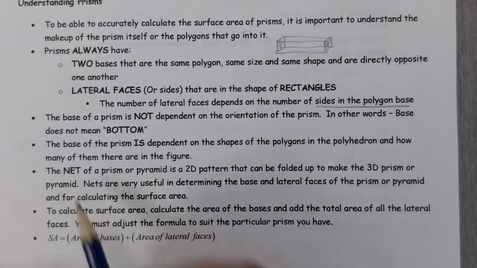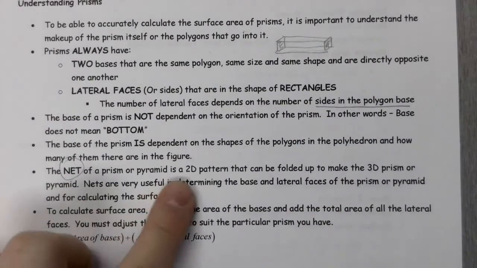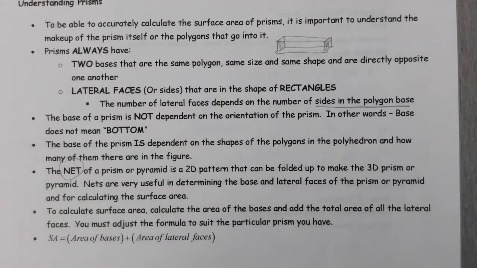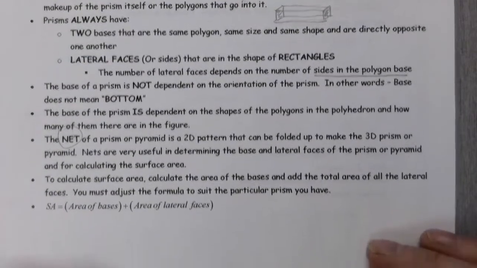The net is that two-dimensional pattern that we can open up these prisms into. It's a 2D pattern that can be folded to make the 3D prism. The net is usually how you want to think about these objects when you're trying to find the surface area, because it's a lot clearer what you need to do when you look at the net of a prism or a pyramid for that matter. We'll take a look at some examples in just a moment.